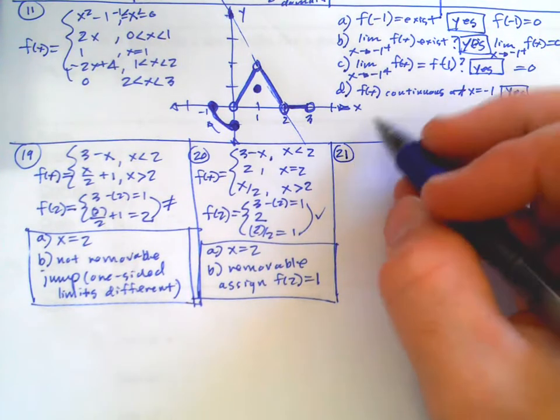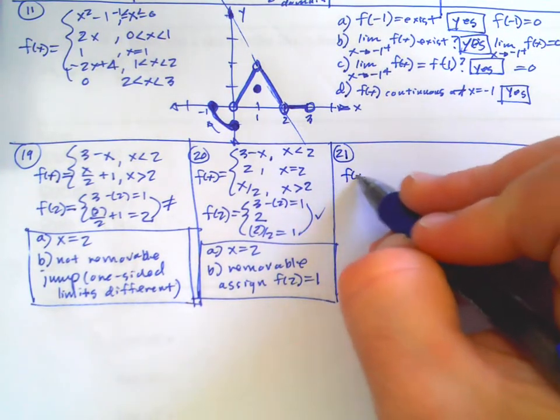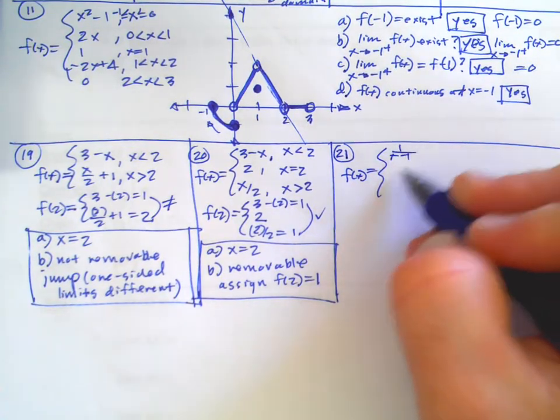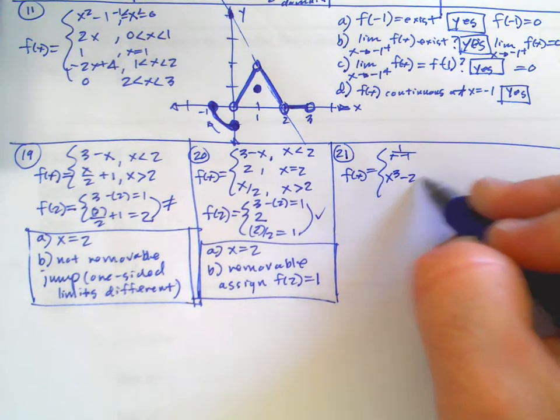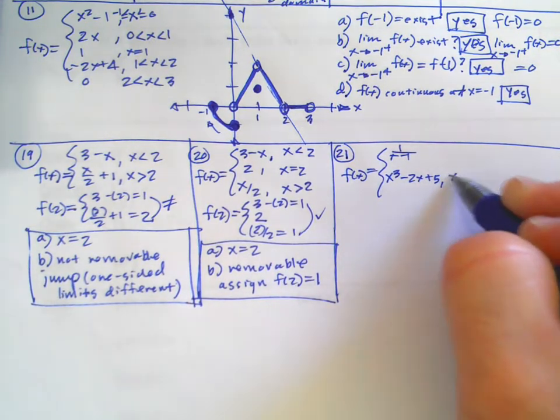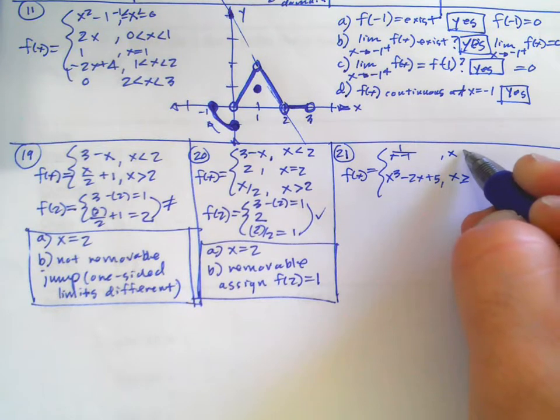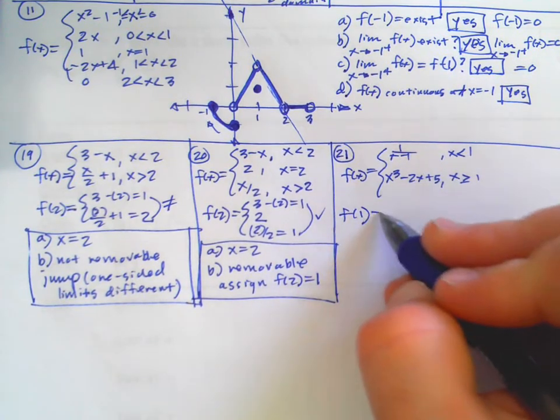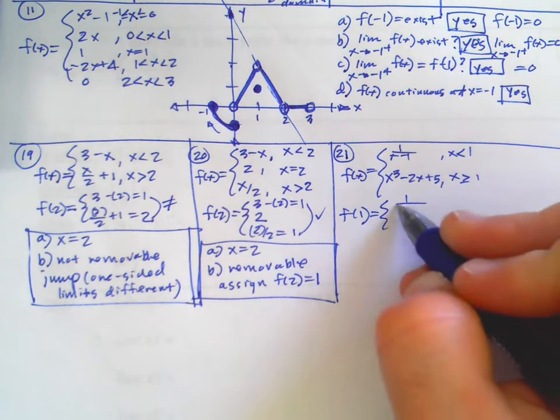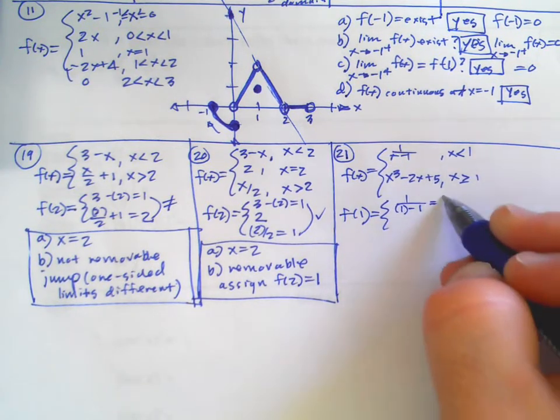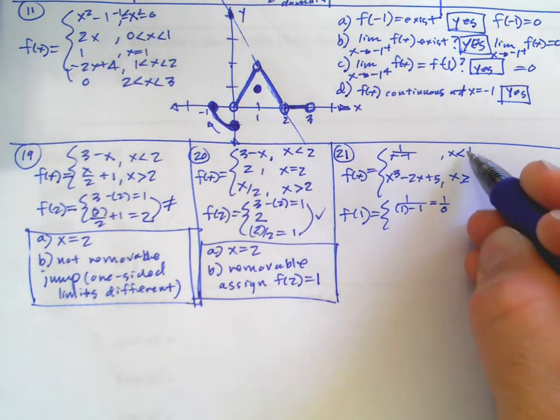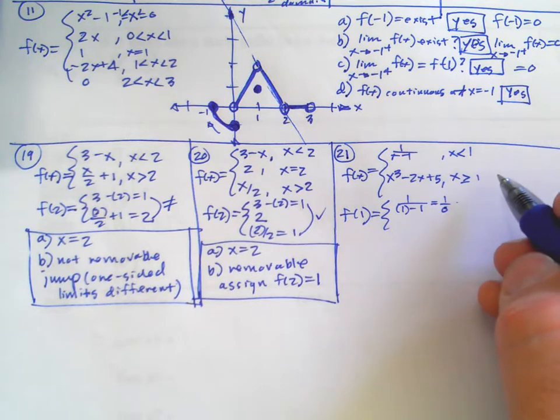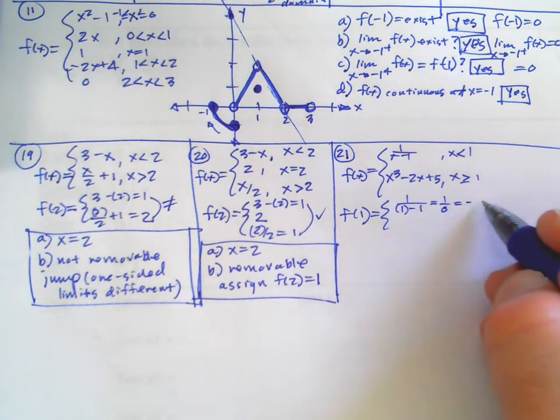21, function 1 over x minus 1, x cubed minus 2x plus 5. So the issue is at x equals 1. So I'm going to do what I've done here. If we plug 1 in, what happens? We get 1 over 0. We're approaching 1 from the left-hand side. So it's less than 1, so it's actually negative infinity.